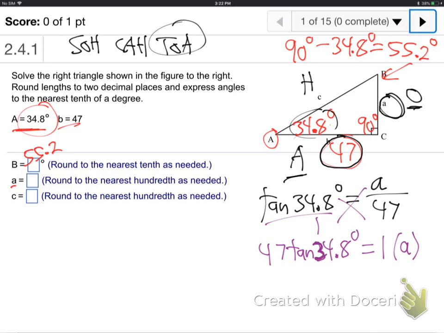How are we doing? We good to there? 47 tangent 34.8. So then just hit the buttons on your calculator. Make sure you're in degree mode, right? This is degrees, not radians. So 47 times tangent 34.8. I'm getting 32.665, so they want me to round that to 32.67. You getting that? 32.67 for little a, so this side over here.